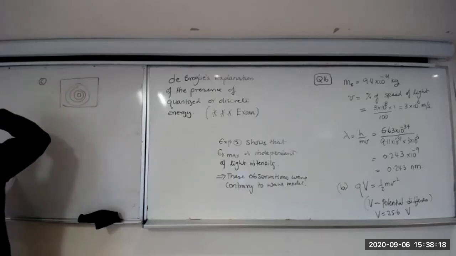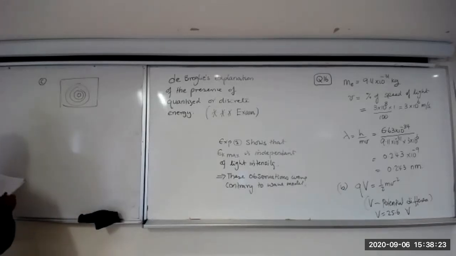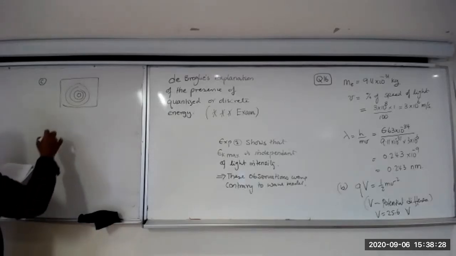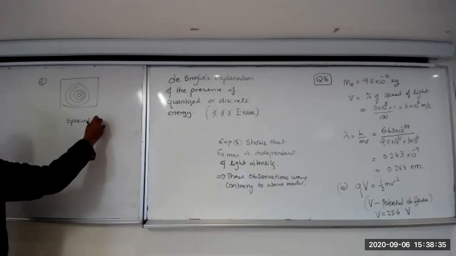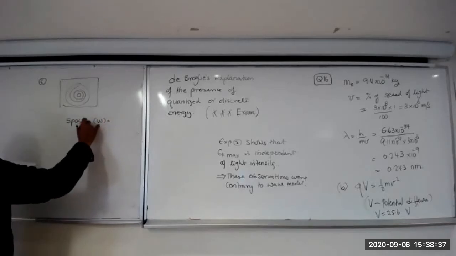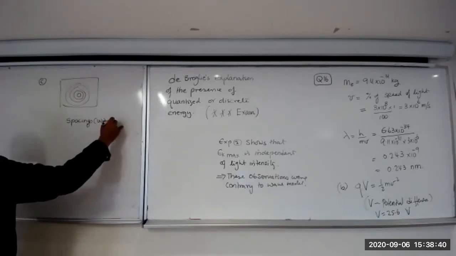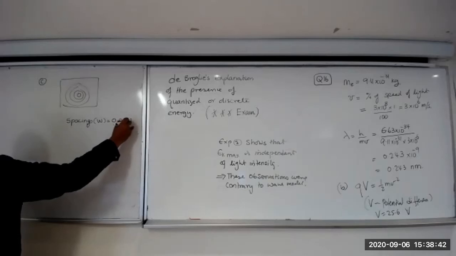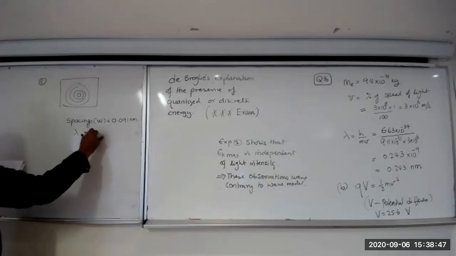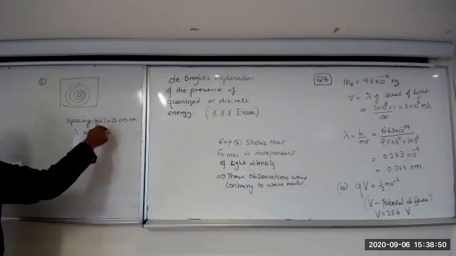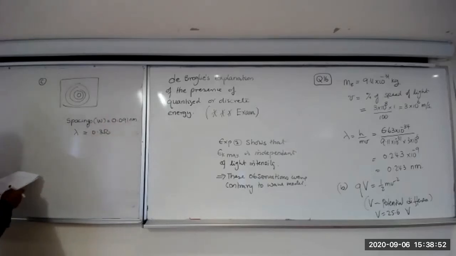The question they are asking: in an experiment, a beam of electrons of de Broglie wavelength 0.350 nanometers is fired at very thin nickel, where the nickel atoms are. So the spacing between the atoms, it's like your d, 0.091 nanometer. And the wavelength 0.350.